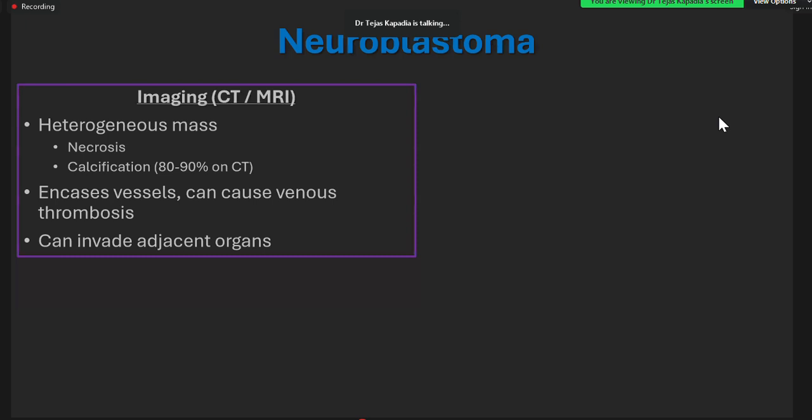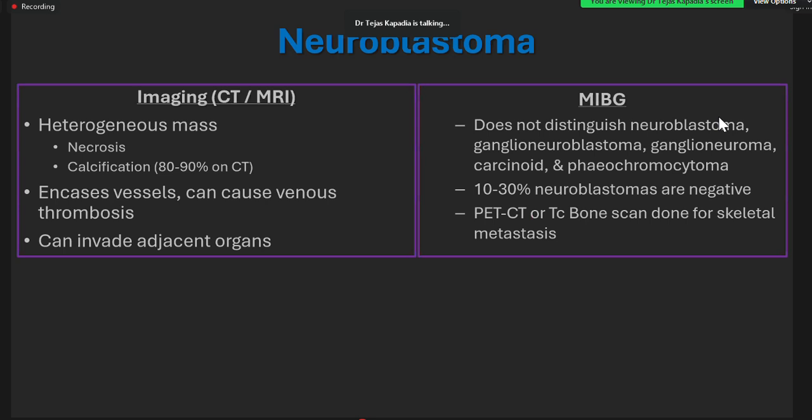So that is why the cells can rapidly grow, and as the mass is growing and spreading out, it tends to encase the vessels. Also, it is slightly more aggressive compared to other abdominal tumors, like for example Wilms tumor, which pushes the vessels rather than encasing them. Similarly, neuroblastoma can also invade the adjacent organs and can sometimes present as a renal mass because it has completely invaded the kidney, for example.